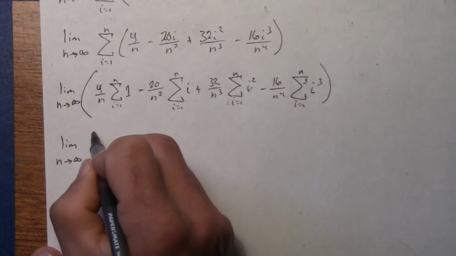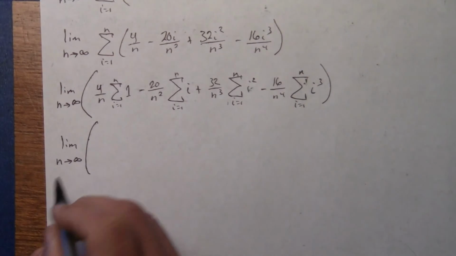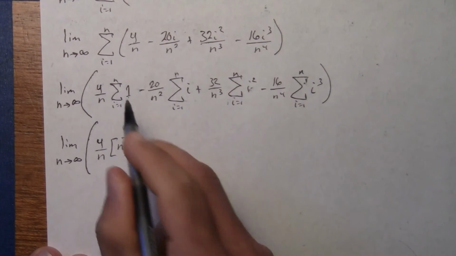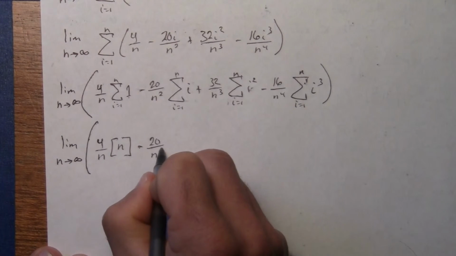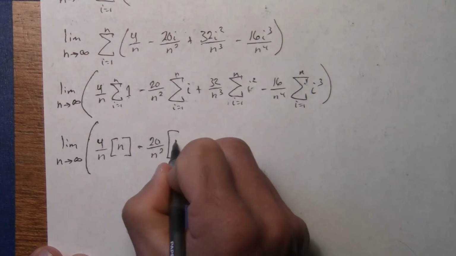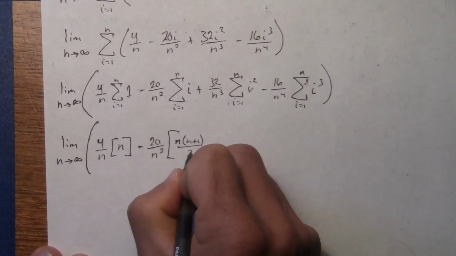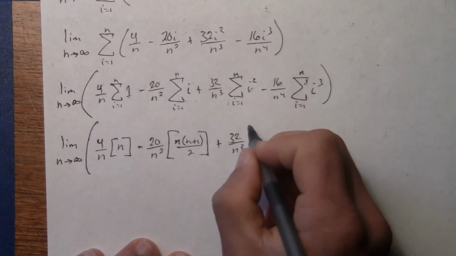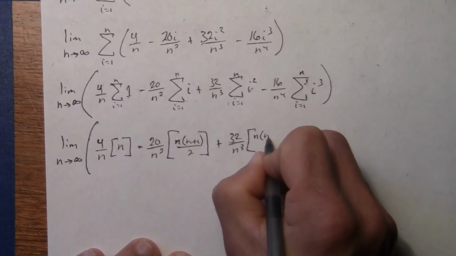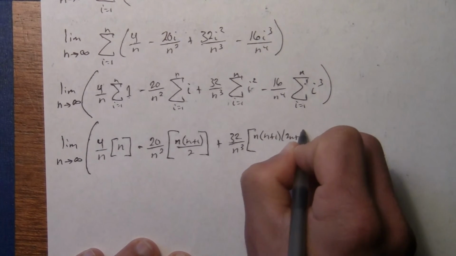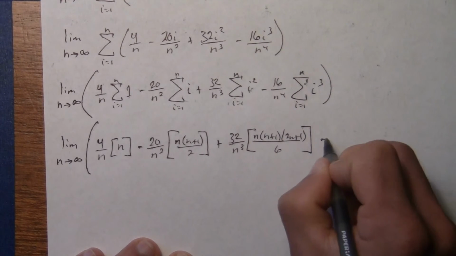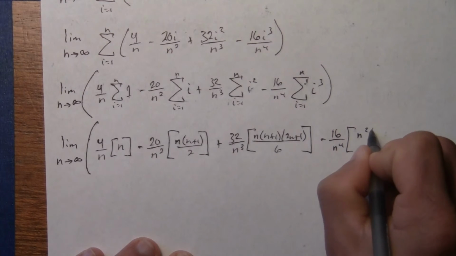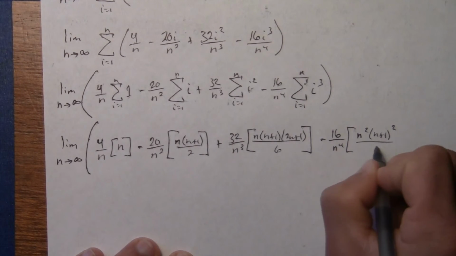Now we use those properties again to figure out what each of these little sums are. It's 4 over n. It's a constant, so you just multiply it by n. So it's 1n. Minus 20 over n squared times, sum of i is just n plus 1 over 2, plus 32 over n cubed is the next one. Sum of i squared is n plus 1, 2n plus 1 all over 6. And then the last term is negative 16 over n to the fourth. Sum of i cubed is n squared, the quantity n plus 1 squared over 4.